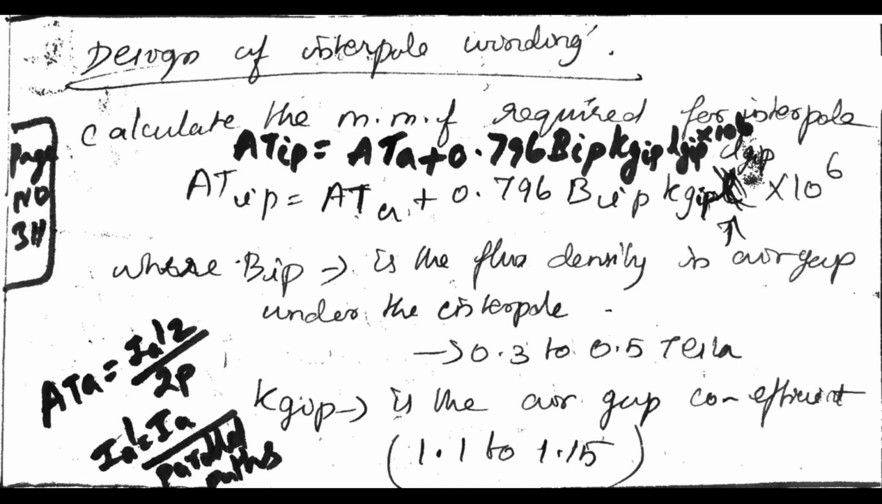Design of interpole winding. Calculate the MMF required for the interpole. ATIP is equal to ATA plus 0.796 BIP kgip lgip into 10 power 6, where BIP is the flux density in the air gap under the interpole, that is 0.3 to 0.5 Tesla, and kgip is the air gap coefficient, that is 1.1 to 1.15. ATA formula is IA dash Z divided by 2P, where IA dash is equal to IA divided by parallel paths.